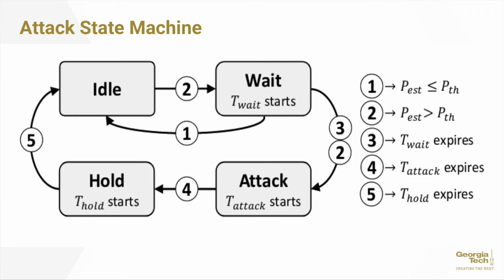Why do we do that? Well, we don't want to just start attacking whenever the power draw is just a transient power draw. We want that power draw to happen for a certain amount of time so that we know it's going to be sustained. So now we're in the attack state, and we're going to start our attack, ramp up all our servers, and start drawing power as much as we can. And we're going to do that for a certain amount of time.